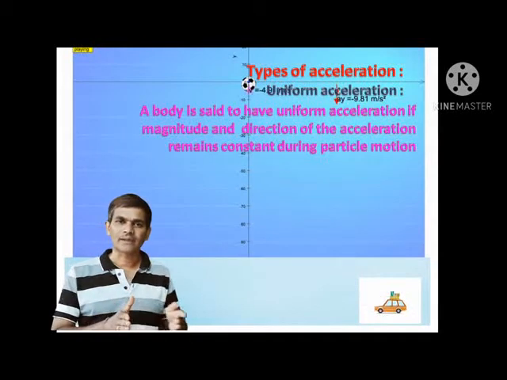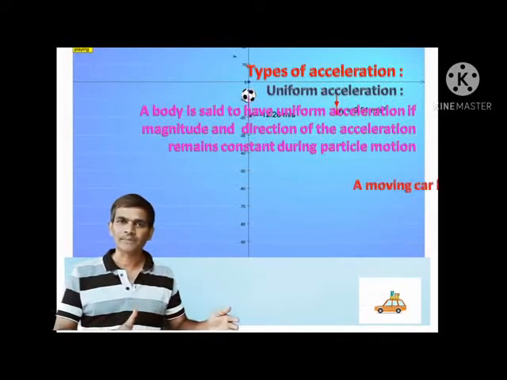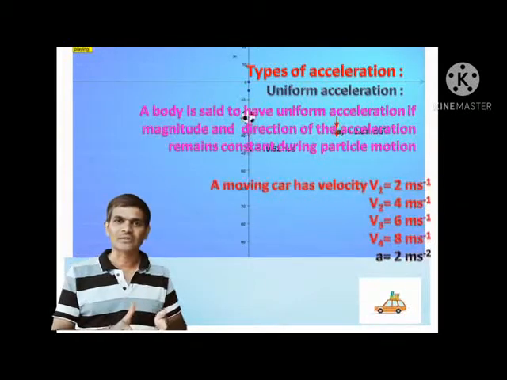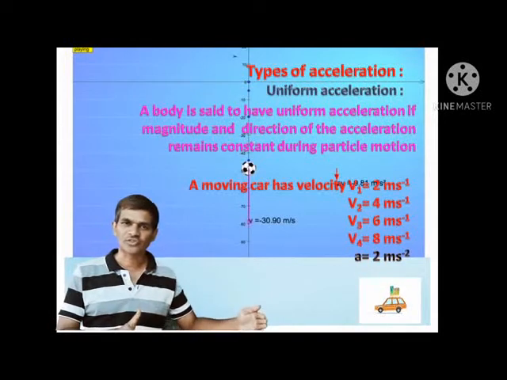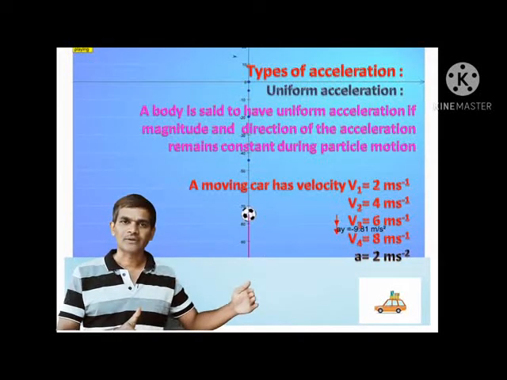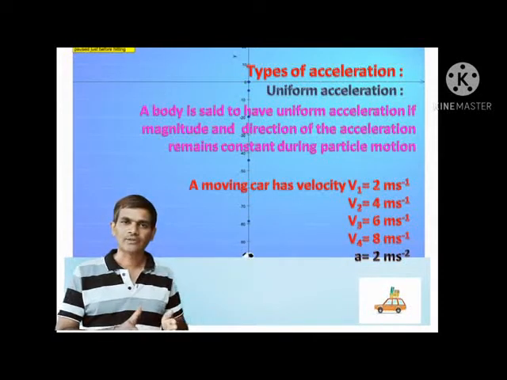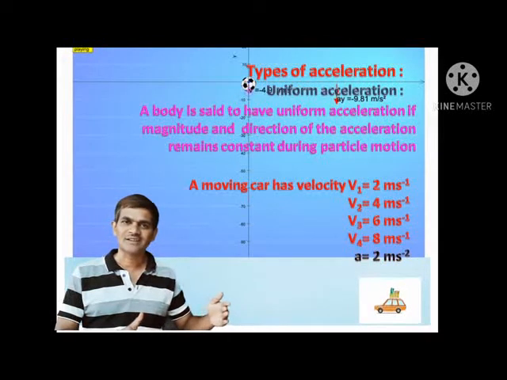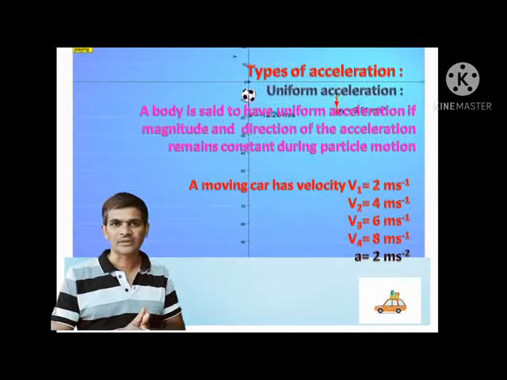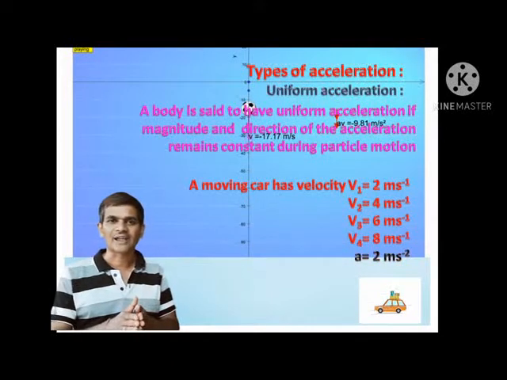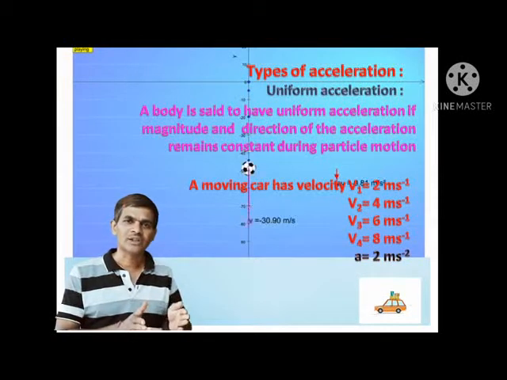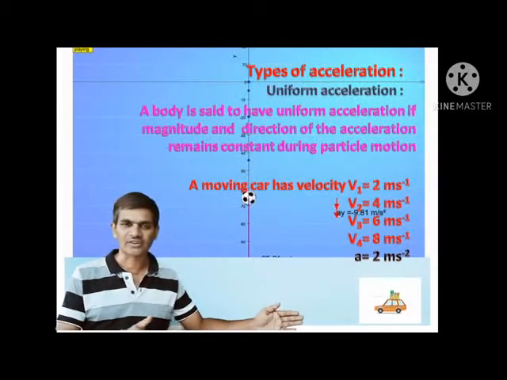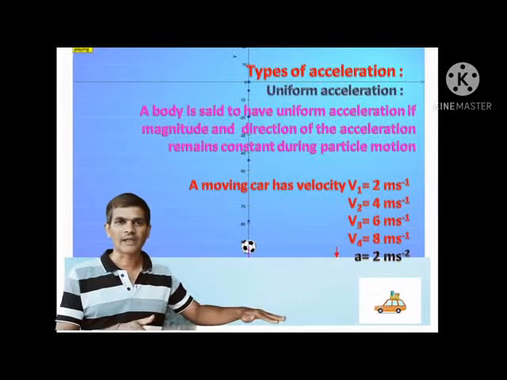Like that we can give another example. Suppose one car is moving, its velocity increases from 2 meter per second to 4 meter per second. In the next time interval it increases to 6 meter per second. In the next interval it increases to 8 meter per second. If we calculate the change in velocity, in every 1 second the velocity increases by 2 meter per second square, and in such a way its acceleration remains constant. Then the body is moving with uniform acceleration.